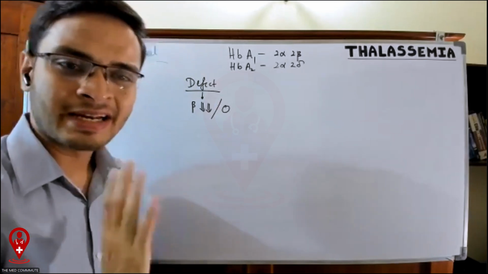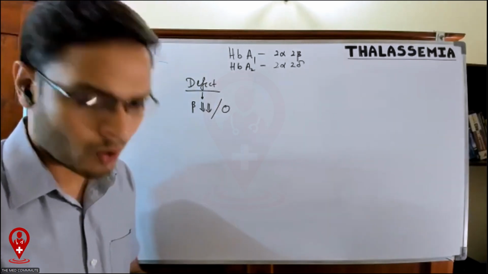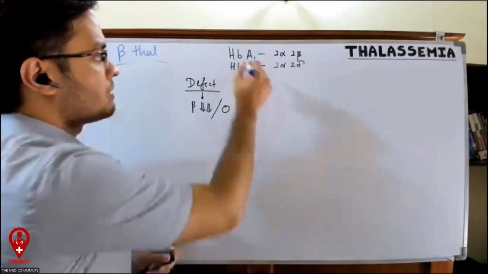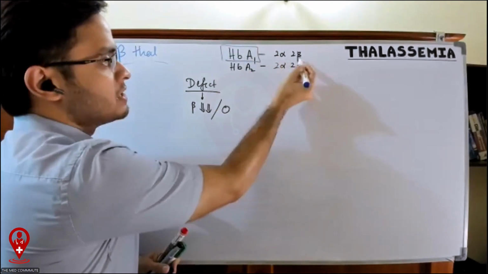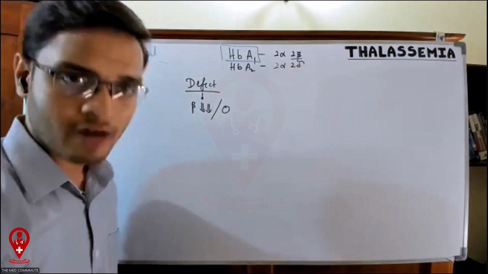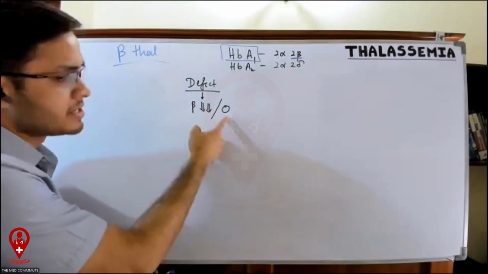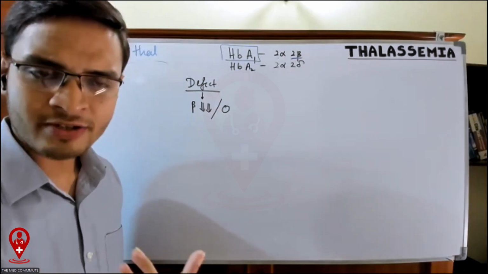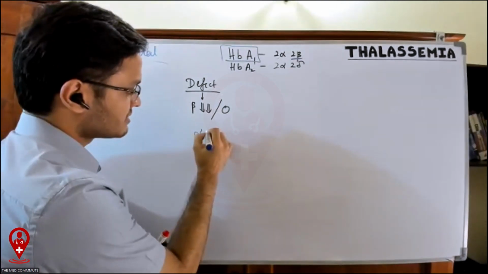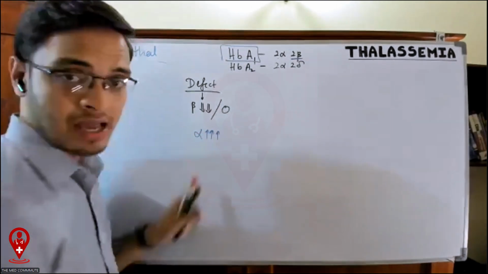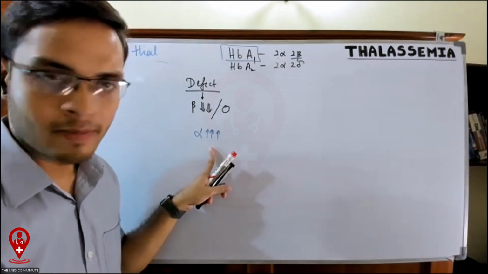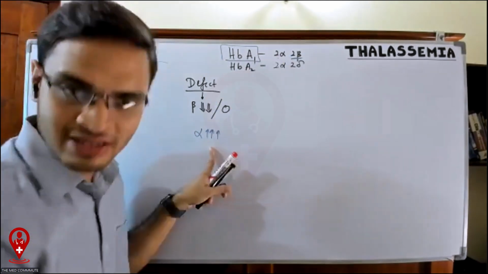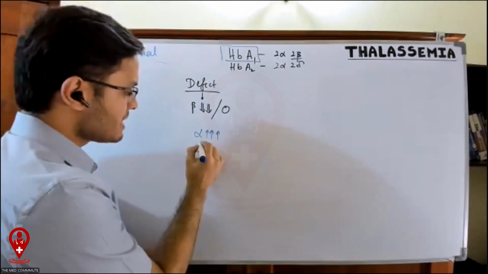So when the beta chains are reduced or absent, what is going to happen, guys? Now, to form our adult hemoglobin, what do we need? 2 beta chains are needed to join with 2 alpha chains, right? So when the beta is reduced or absent, what is going to happen? The alpha chains start to increase in number, correct? Because there is no one to bind with the alpha, right? This is the main problem, guys.